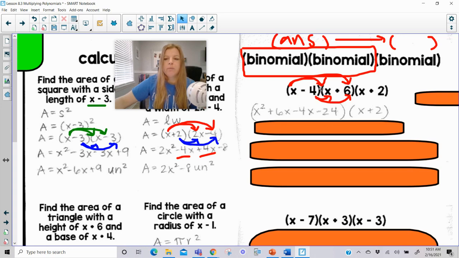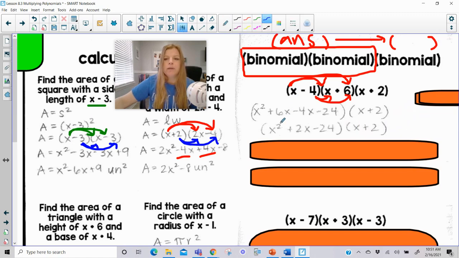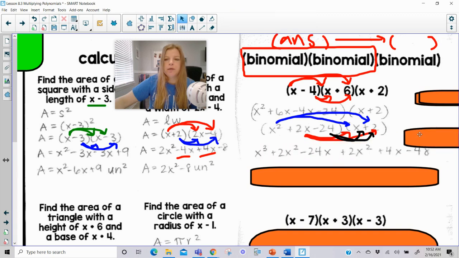Okay, get that answer after doing your repeated distribution, but leave the other binomial there and say to yourself, okay, well, let me multiply these 2 first together, get my result, and now you're then multiplying a trinomial answer to this binomial. So the x squared gets distributed twice, the 2x would get distributed twice, and then the negative 24 would get distributed twice. So a lot of repeated distribution for sure.